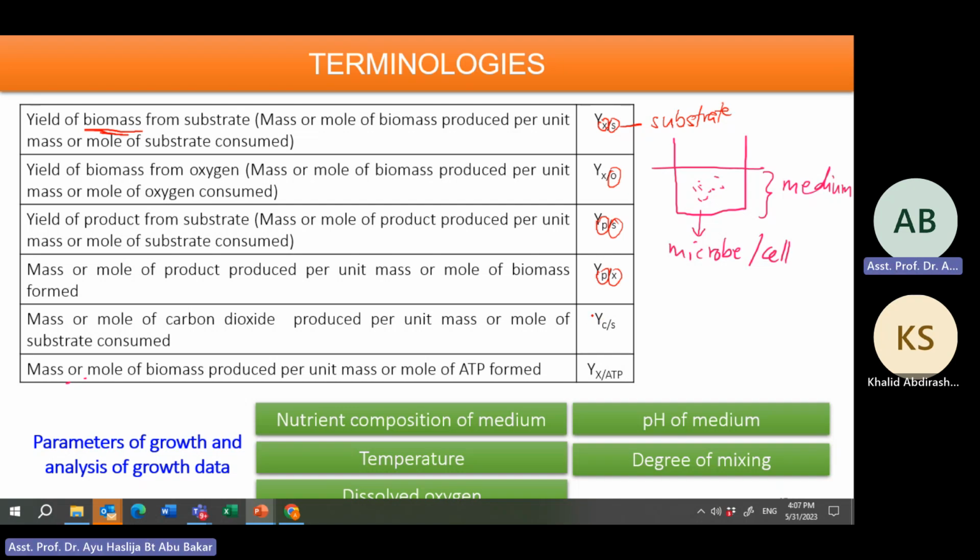Then YCS, C is the CO2. Mass or mole of CO2 produced per unit mass of substrate. So there are many pieces of information that you will need to focus on. YX/ATP is the biomass produced based on the ATP used.